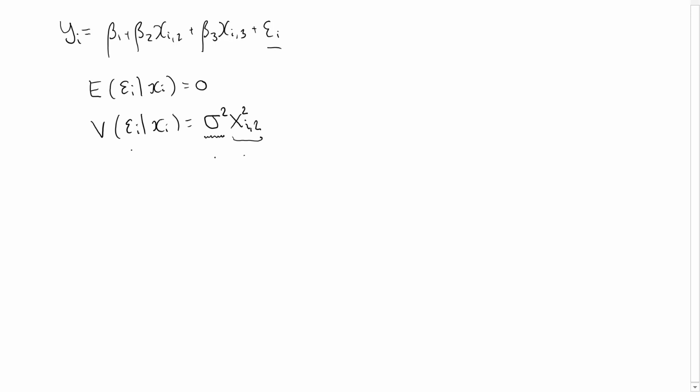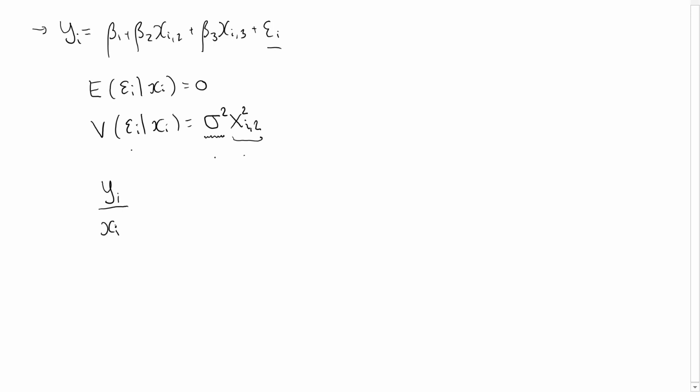So based on these assumptions, I want to figure out an efficient estimator of my beta parameters. OLS is not going to be efficient. And here's the idea for the solution. Let's divide both sides of my regression model by xi2.